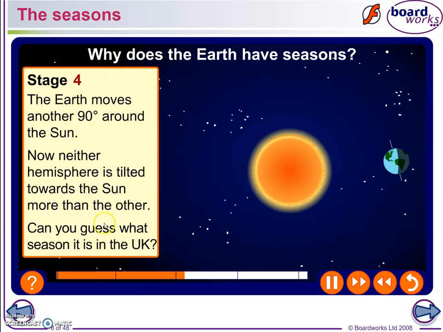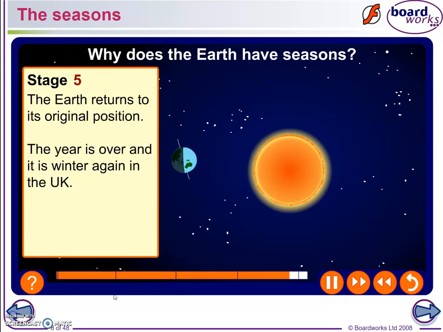You'll probably be able to guess that for stage 4, the Earth moves another 90 degrees around the sun. Now neither hemisphere is tilted towards the sun more than the other. Can you guess what season it is in the UK? For stage 5, the Earth returns to its original position. The year is over and it is winter again in the UK.